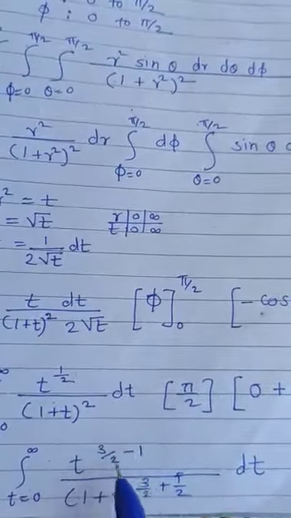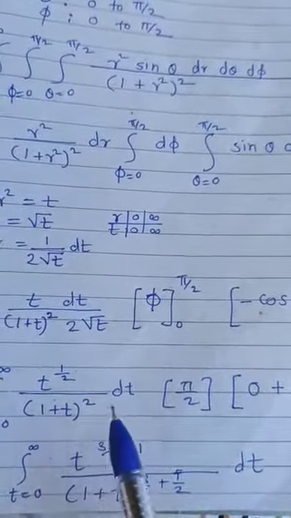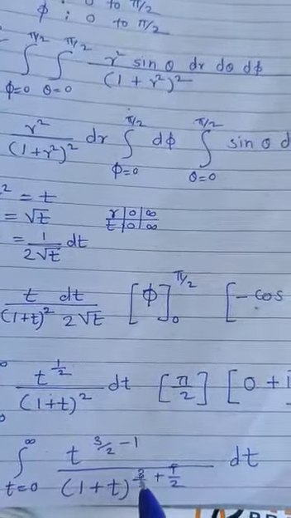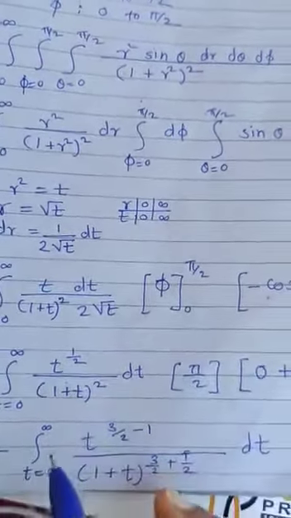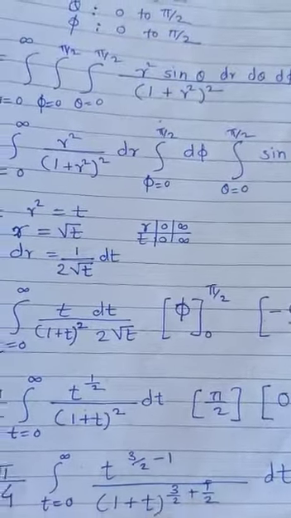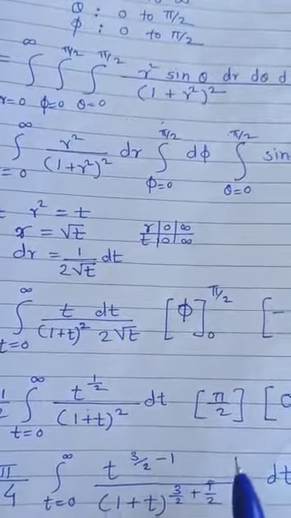1 by 2 is written as 3 by 2 minus 1, and this 2 is written in terms of 3 by 2 plus 1 by 2. So these are the parameters, 3 by 2 and 1 by 2. So this first integration becomes beta of 3 by 2 comma 1 by 2.